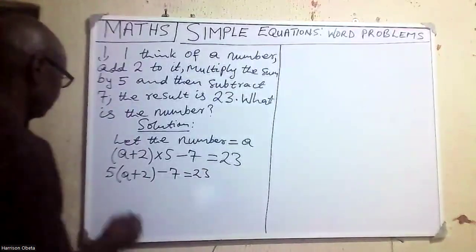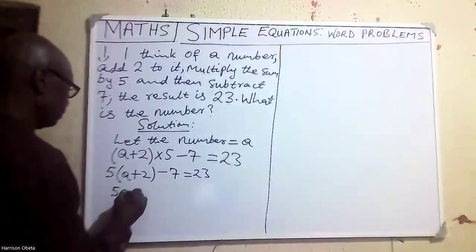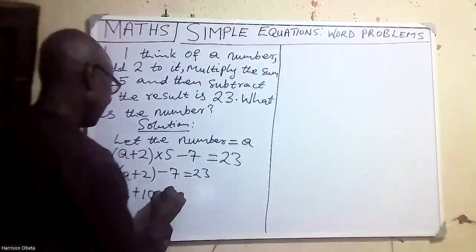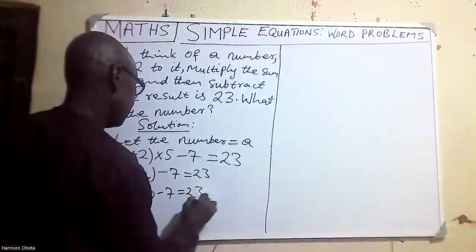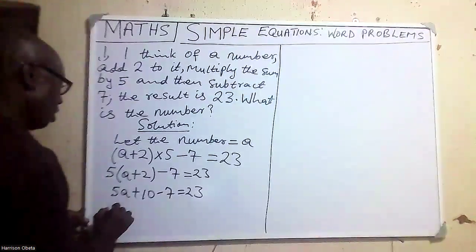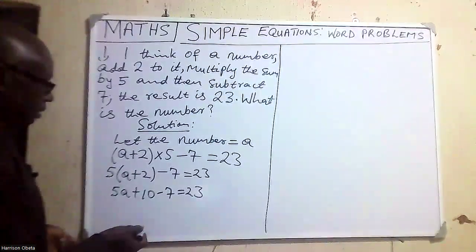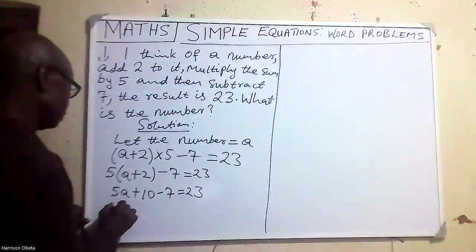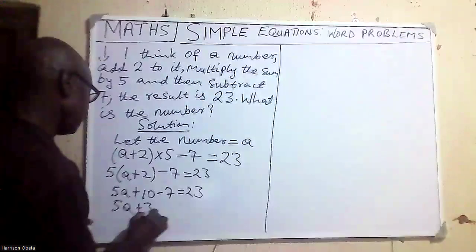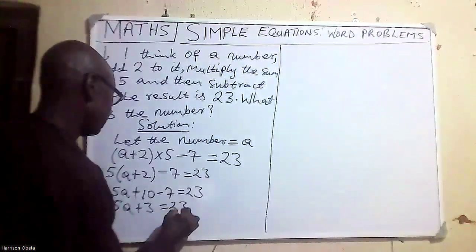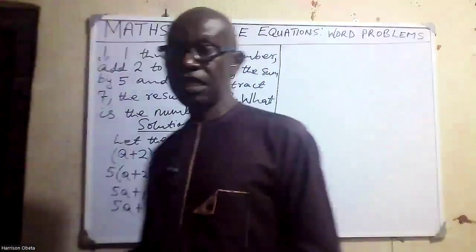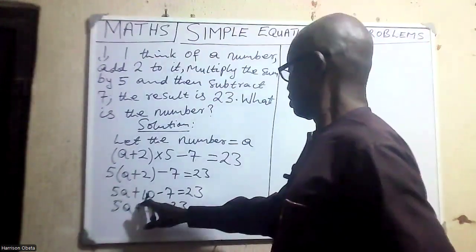You open the brackets, that is 5A plus 10. 5 times A, 5 times 2, minus 7 equal to 23. And then in order to continue, we have collecting like terms. Let us simplify further first. 5A plus 3 is equal to 23. That is 10 minus 7, because they are like terms. So you subtract, and then 7 minus 10 is 3.